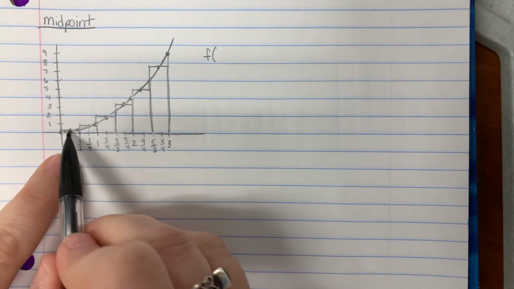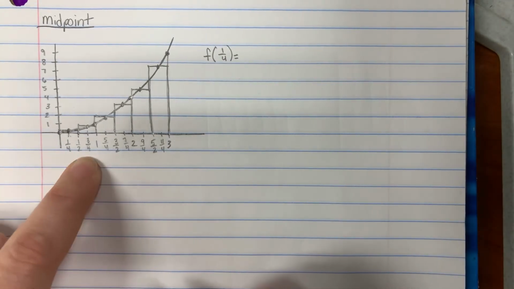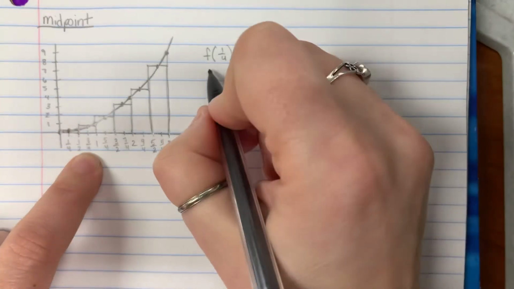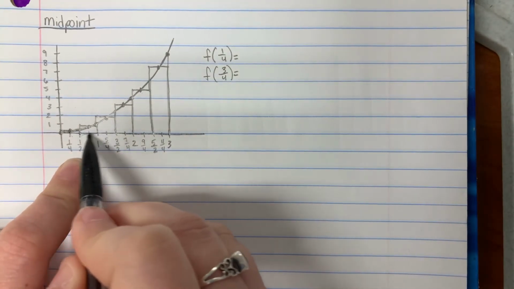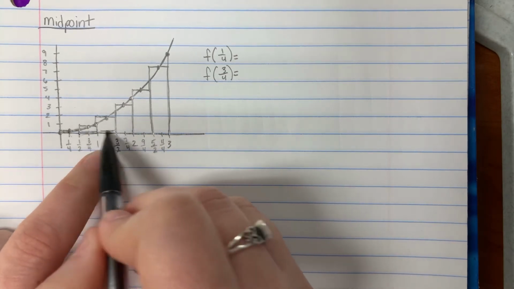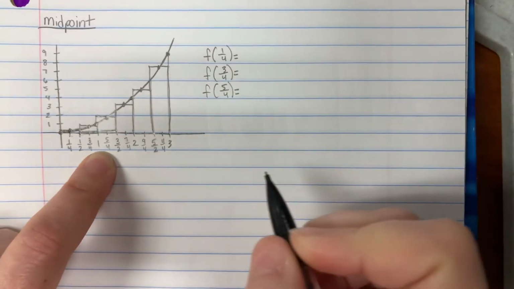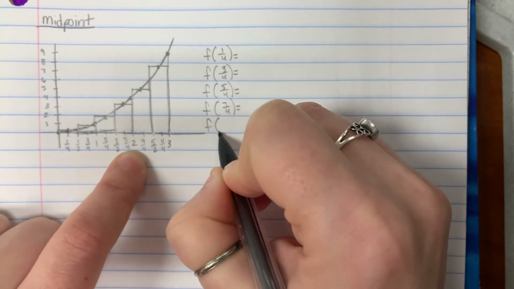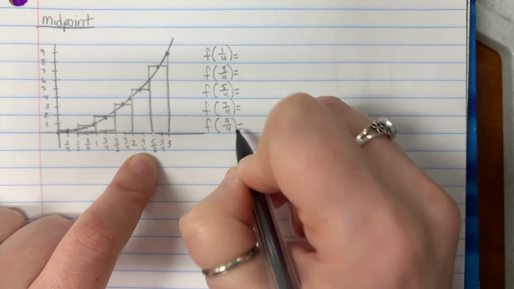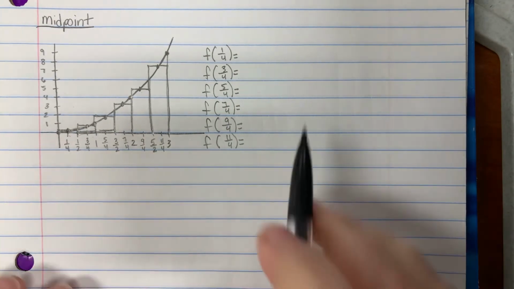So I know that I'm going to start out, let's start on this end. The endpoint that I used was the midpoint, which in this case was 1/4. So I'm going to need that value. The next one I'm going to need is the 3/4. So that's the midpoint of this rectangle right here. The next one, the midpoint of this one is 5/4. So I need a whole bunch of weird values, right? The next one is 7/4. The next one is 9/4. And then the last one is 11/4.